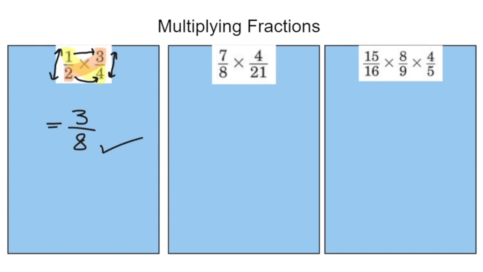Now if you go to the second question, you see 7 and 8. Is there anything we can simplify in 7 and 8? I think no, they don't have any common factor. They both do not go in the same timetable. 4 and 21, no. But if I see them in cross, 7 and 21, do they both go in the same table? I think yes, they both go in the table of 7. 7 times 1 is 7, and 7 times 3 is 21.